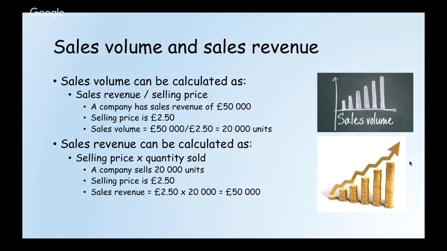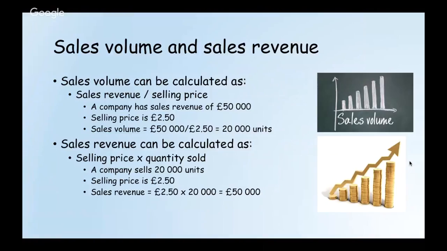We can calculate this by taking the sales revenue and dividing it by the selling price. So for example, a company has a sales revenue of £50,000. The selling price is £2.50. To calculate sales volume, we simply do 50,000 divided by £2.50, giving us 20,000 units.